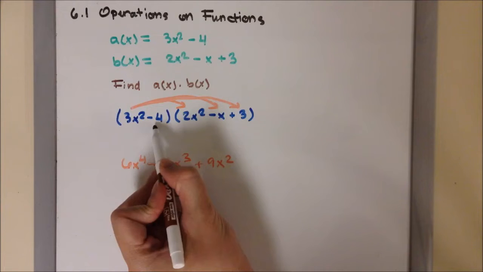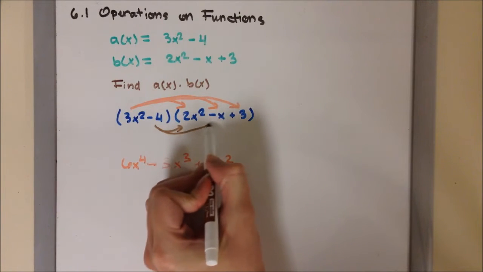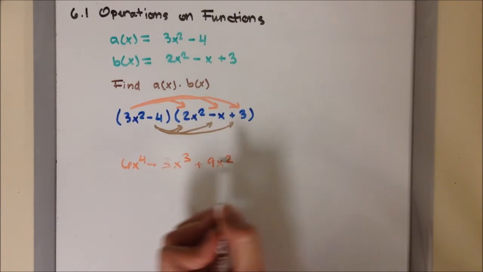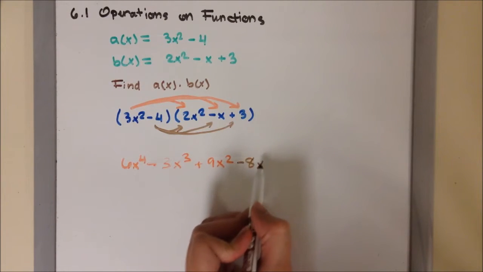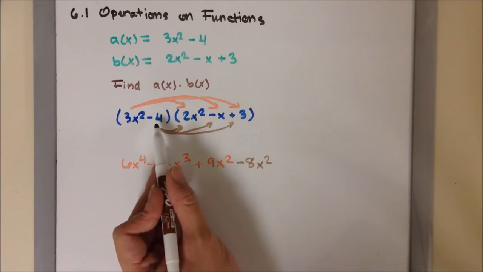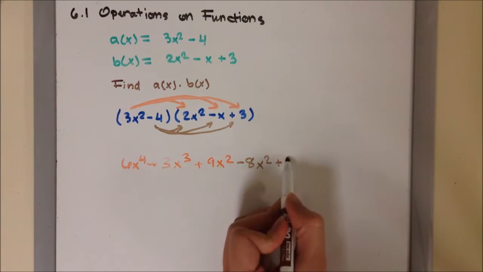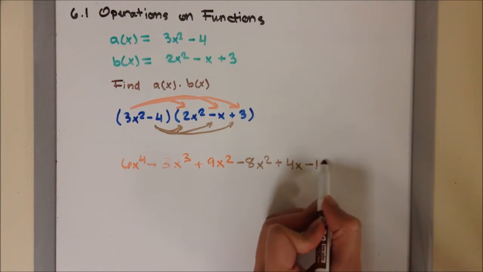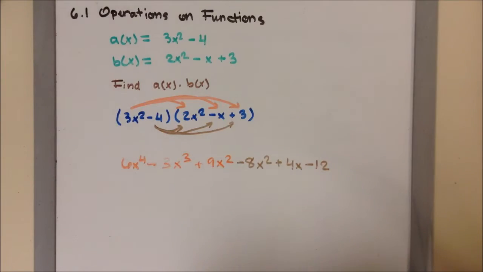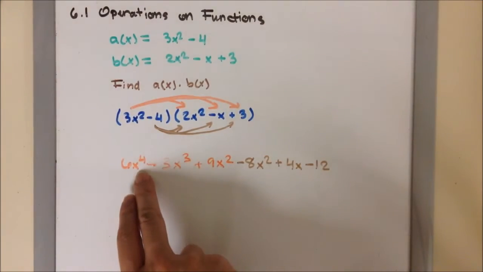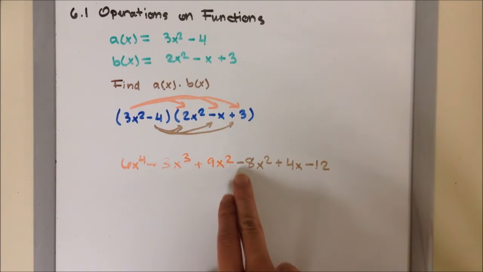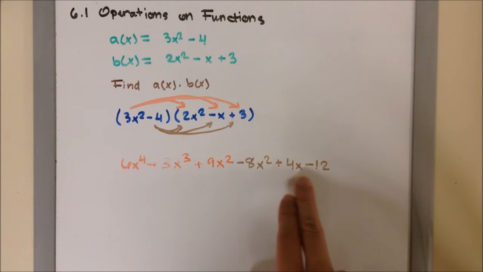And now I'm going to do the negative 4 multiplying to everything else in the other parenthesis. So negative 4 times 2x squared would be negative 8x squared. Negative 4 times negative x will be positive 4x. And then negative 4 times positive 3 will be negative 12. Alright, so for the time being, I have 6x to the 4th minus 3x to the 3rd plus 9x squared minus 8x squared plus 4x minus 12.